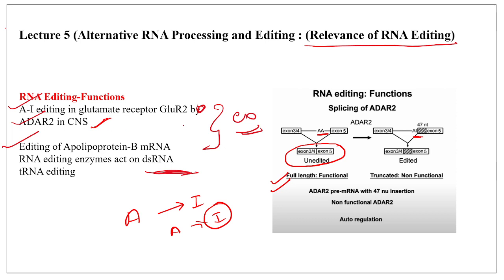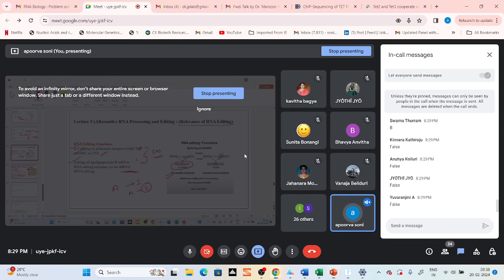Similarly, there are many other examples of editing of apolipoprotein B mRNA, and A to I editing in glutamate receptor. So these are just the examples that you can go through and have a gist of it. Important thing is here to have a gist of all the examples. Okay.